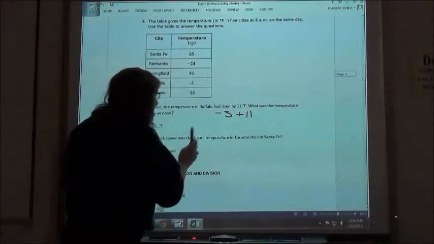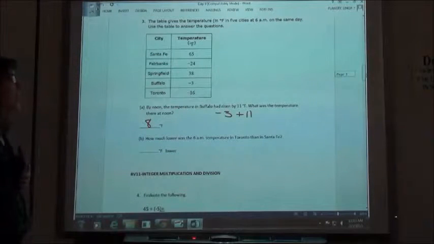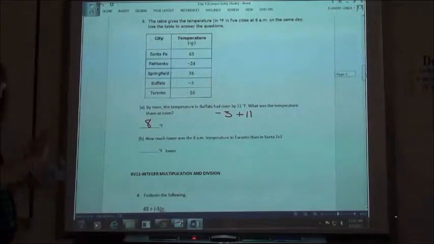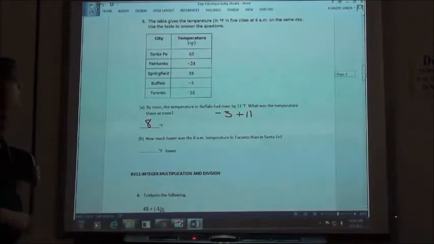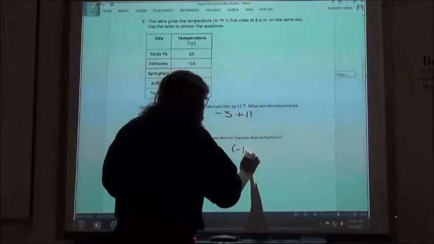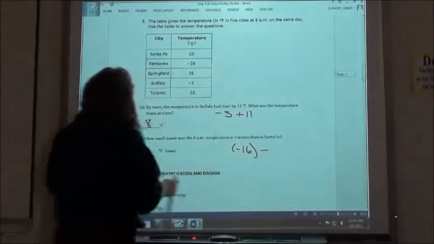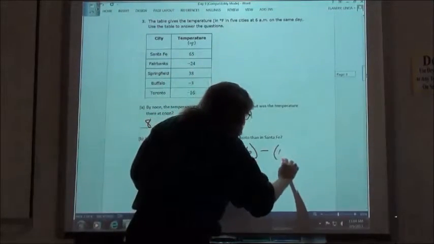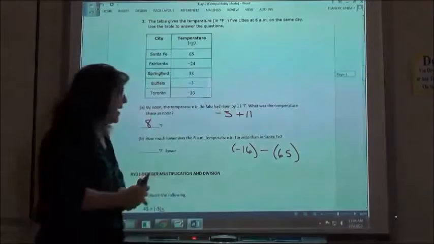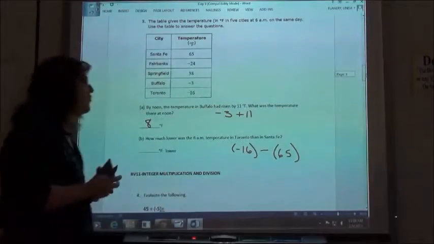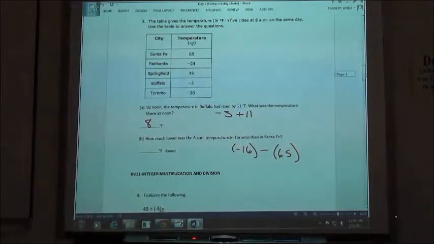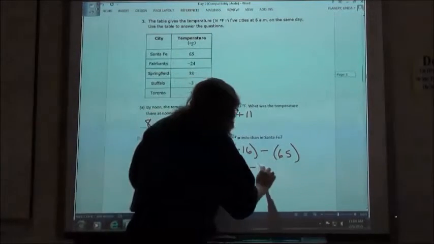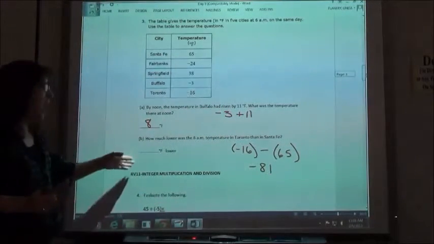How much lower was the 6 a.m. temperature in Toronto than in Santa Fe? I'm finding the difference between my two temperatures. I'm going to subtract. Toronto was at negative 16. I'm going to subtract Santa Fe's, which was at 65. Again, both of these have negative signs in front. I end up adding, or if I use my calculator, negative 16 minus 65 gives me negative 81.